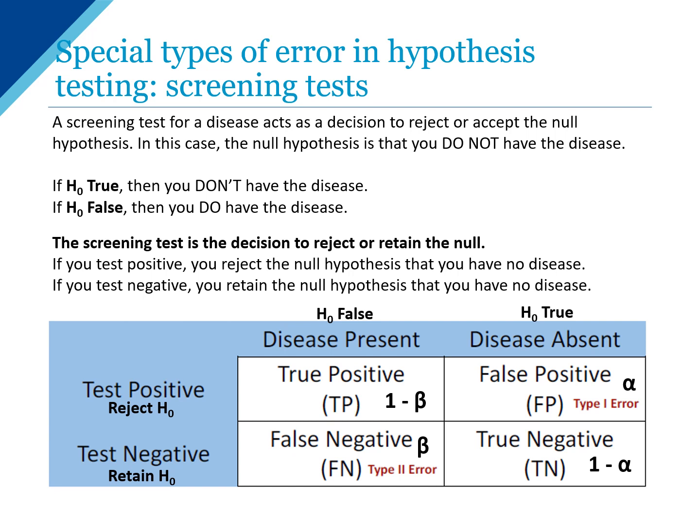A screening test for disease acts basically as a decision to reject or accept the null hypothesis. And in this case, the null hypothesis is that you do not have the disease. So if the null hypothesis is true, then you don't have the disease. If the null hypothesis is false, you do have the disease. The screening test is the decision to reject or retain the null. So if you test positive, you reject the null hypothesis that you have no disease. If you test negative, you retain the null hypothesis that you have no disease.